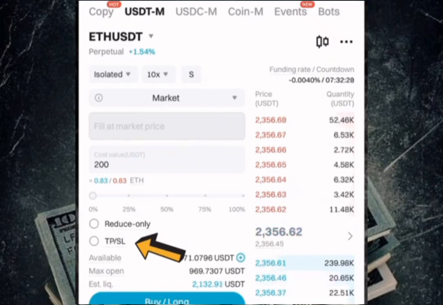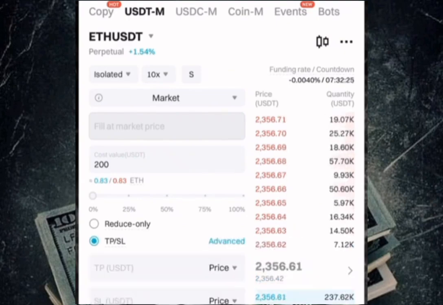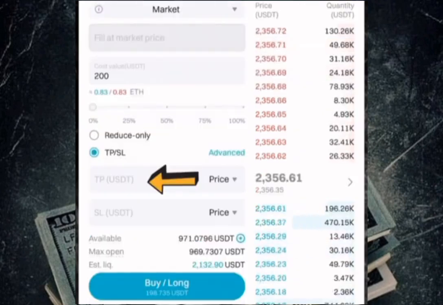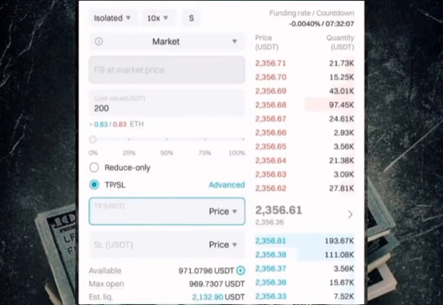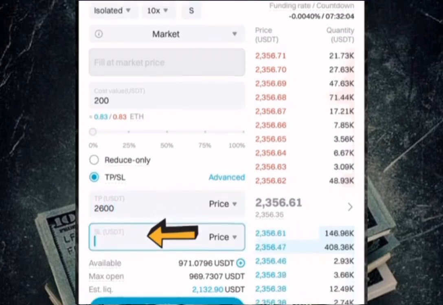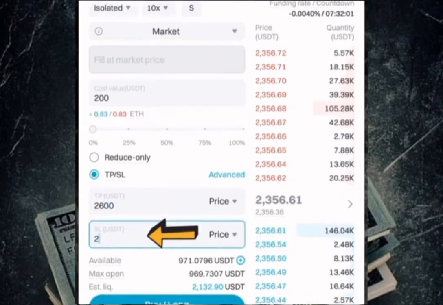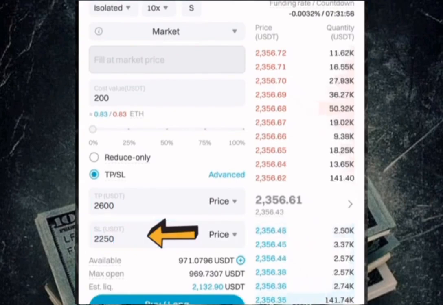So if let's say you want to set the take profit and stop loss right now, just click on this TP/SL. Click on it, and then you enter your take profit price right here, and you enter your stop loss price right here. So let's say you want your take profit to be $2,600, and then you want your stop loss to be $2,250. Just put it right there. So that's your take profit, and that's your stop loss.